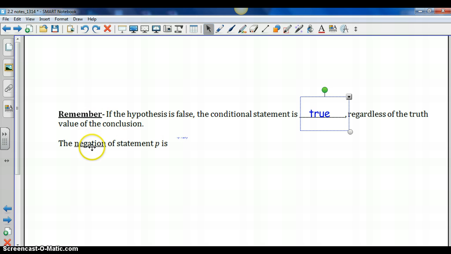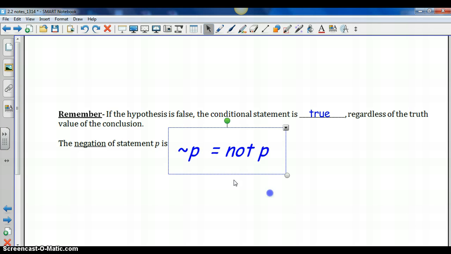Let's take a look at the negation of a statement. This is something where you would make the negative of the statement, meaning if it says something is a certain way, the negation of that would say that it is not a certain way, and we would represent that with this symbol, a tilde before that statement. It means not that statement. So we're going to use that in our following vocabulary.